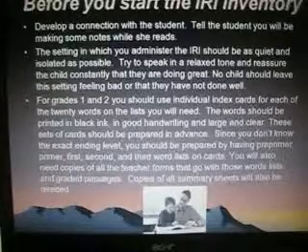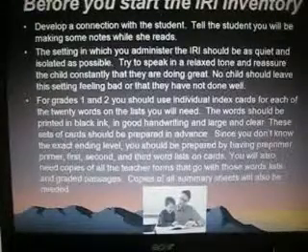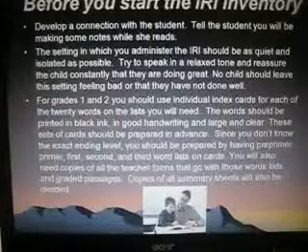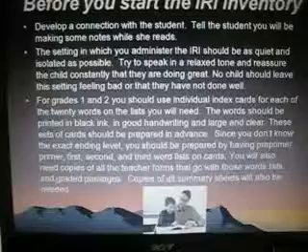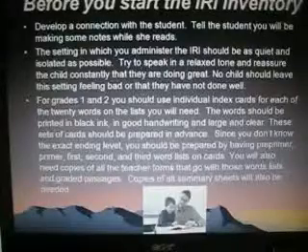The setting in which you administer the IRI should be as quiet and isolated as possible. Try to speak in a relaxed tone and reassure the child constantly that they are doing great. No child should leave the setting feeling bad or that they have not done well.